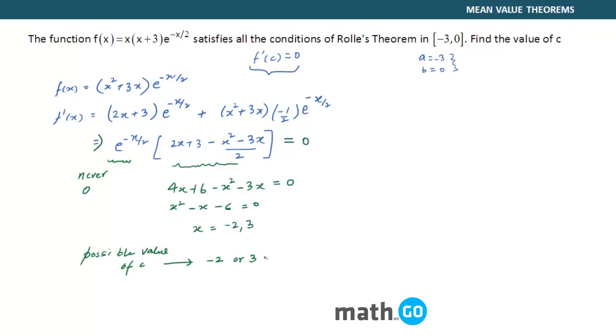But we'll reject the 3 because we wanted c to lie in the open interval a to b. So c should lie between minus 3 and 0. There is only one particular answer which is satisfying this criteria, which is minus 2. So the answer for c is nothing but minus 2. So this is how you apply Rolle's theorem on a basic problem.